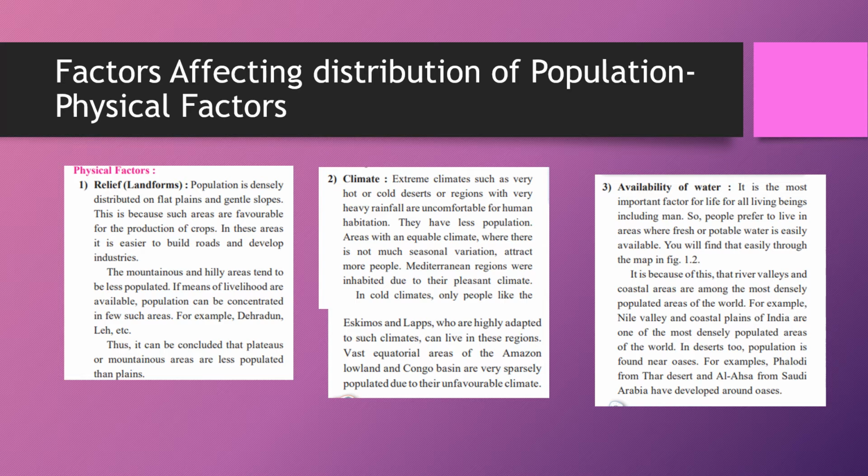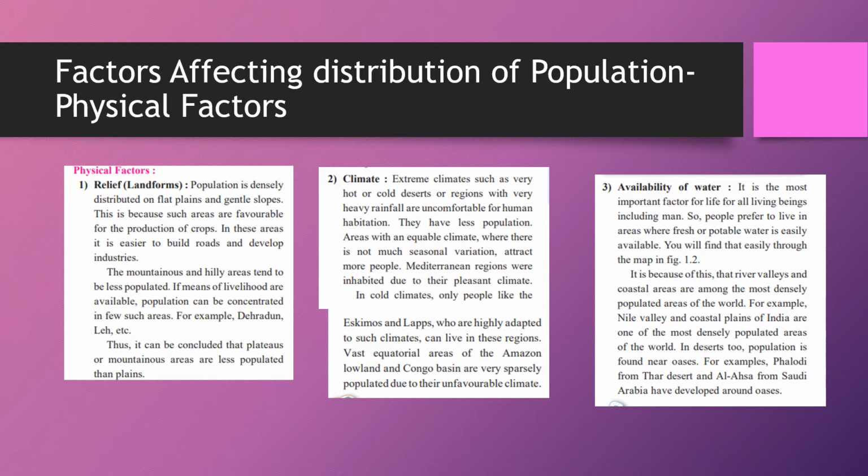Please go through the map on figure 1.2. It is because of this that river valleys and coastal areas are among the densely populated areas of the world. So you will see around the rivers or around the valleys there is more population. Why? Because water is easily available. For example, Nile Valley and coastal plains of India are among the most densely populated areas of the world because they have water available.